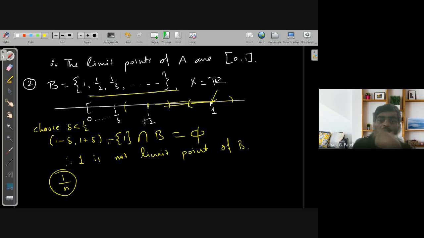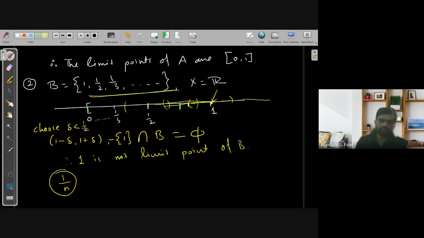What about other points? Can I say that if the point is somewhere else, it will be a limit point of that set? Again the same argument can be given: we can have a neighborhood which has empty intersection with B. Can somebody think about other points? Now think about the point 0.